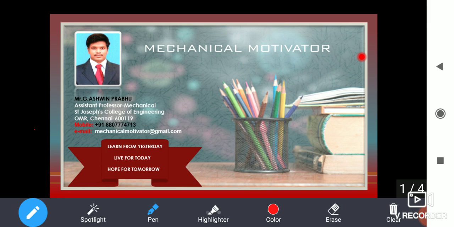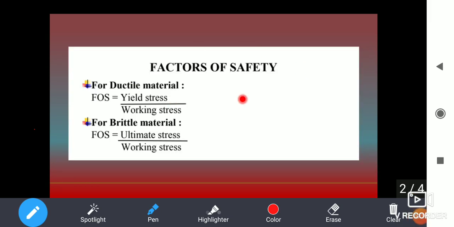So in today's video, we would be seeing factor of safety from design of machine element in detail. Factor of safety is nothing but a ratio of maximum stress to permissible stress or working stress. In case of ductile materials, factor of safety would be the ratio of yield stress to working stress. In case of brittle material, factor of safety would be the ratio of ultimate stress to working stress.